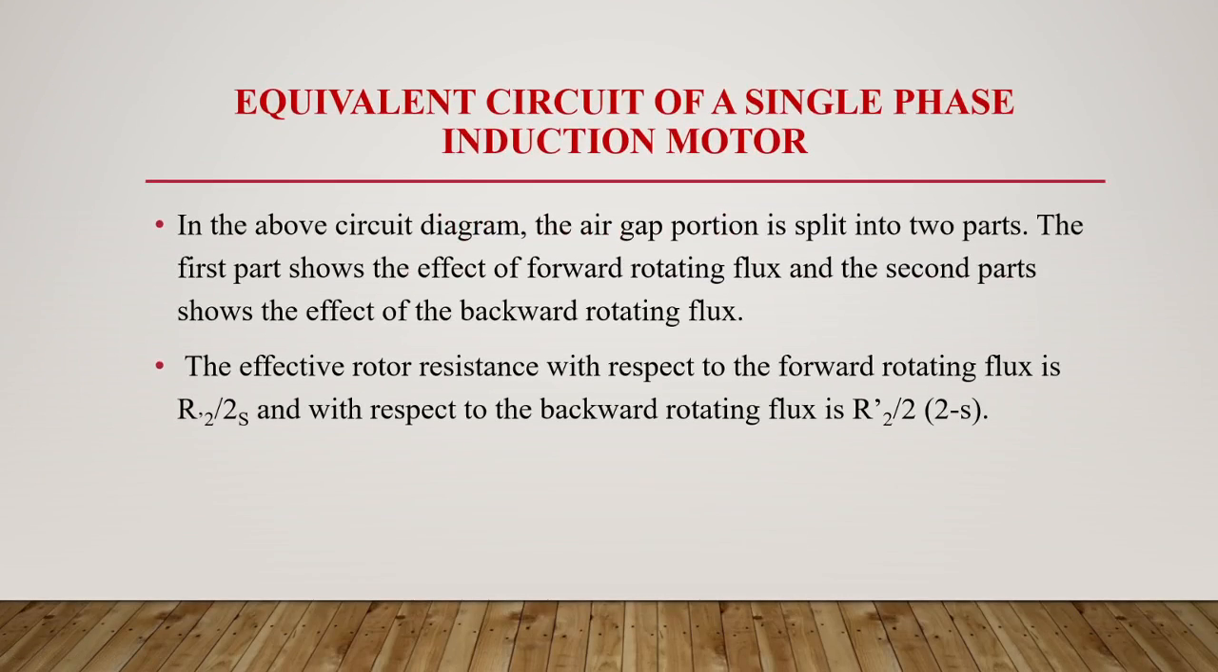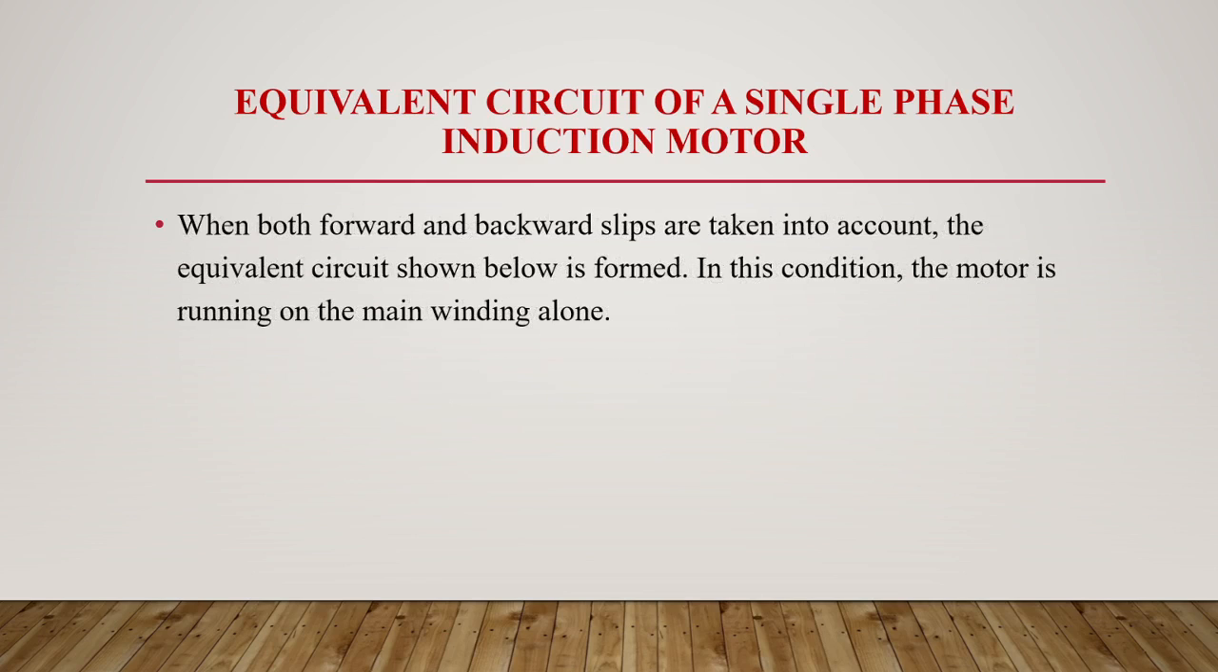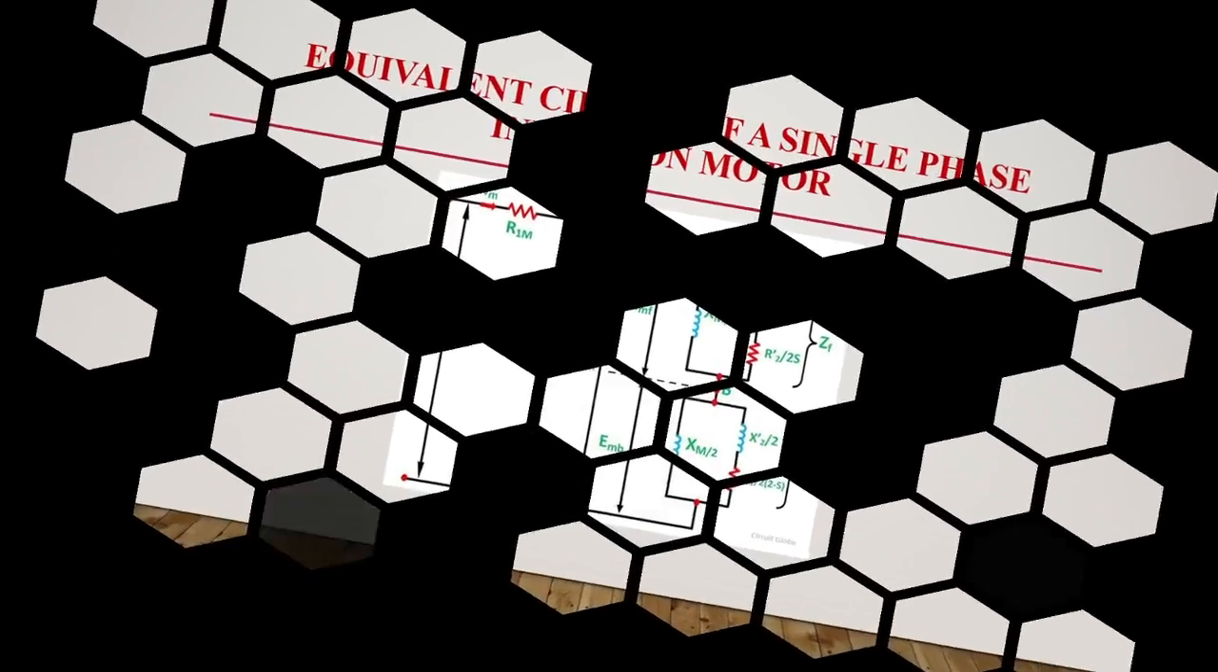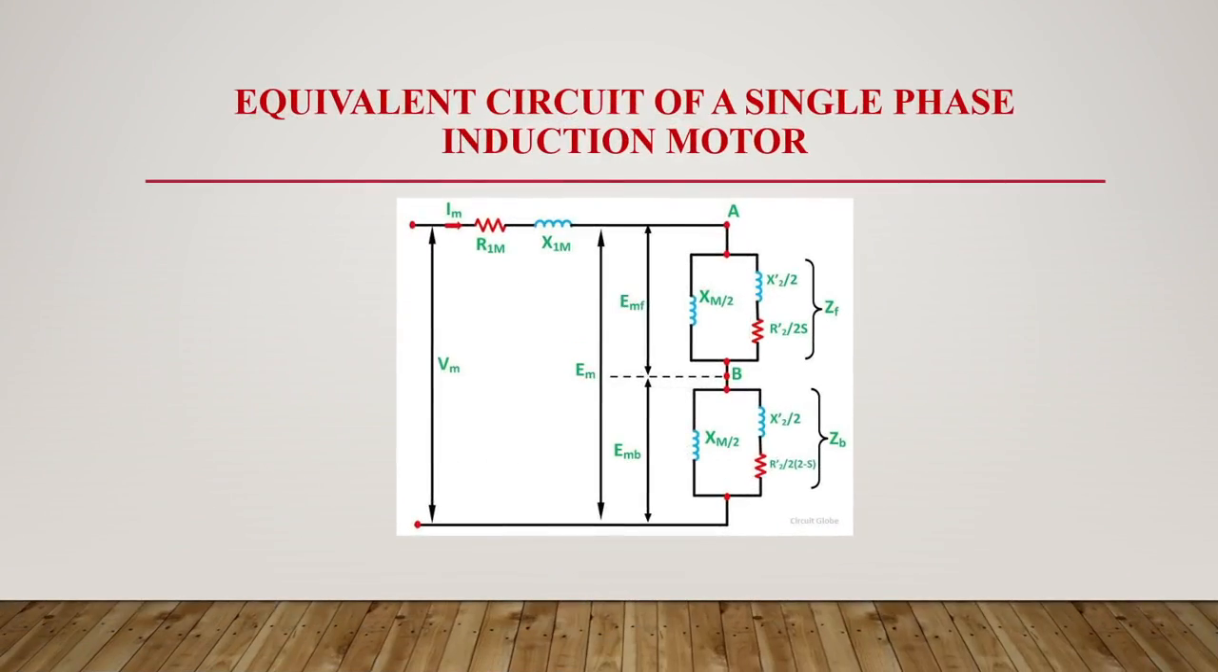Then we have seen that air gap portion will be split into two parts. First part will show the effect of forward rotating flux, and second part will show the effect of backward rotating flux. So effective rotor resistance with respect to forward rotating flux is R2 dash by 2s, and with respect to backward rotating flux is R2 dash by 2 into 2 minus s. So when both the forward and backward slips are taken into account, equivalent circuit will be formed as below, and we are taking into consideration only main winding. So this is the equivalent circuit diagram.